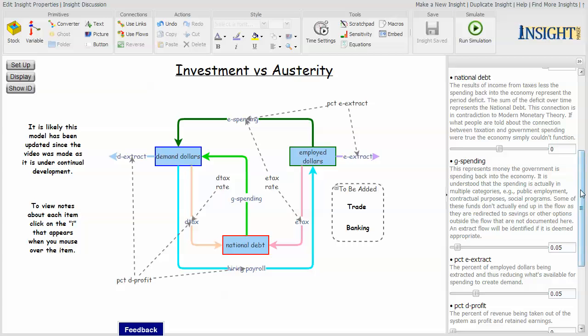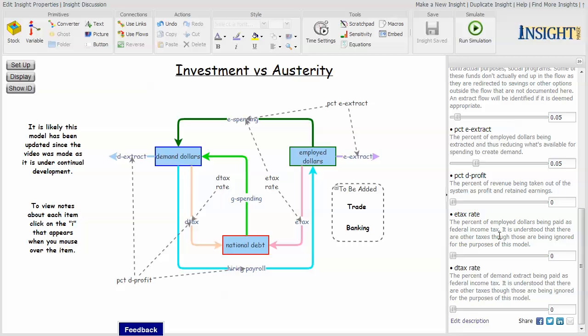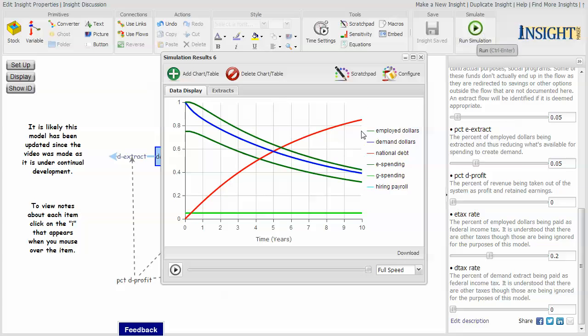If we go ahead and levy taxes and say that the e-tax rate is 20%, and so this tax rate, taxing employed dollars back to the national debt, is 20%. Well, it's now taking care of the national debt because the government's not spending money, but those taxes on employed dollars are in fact having a negative impact on the economy.